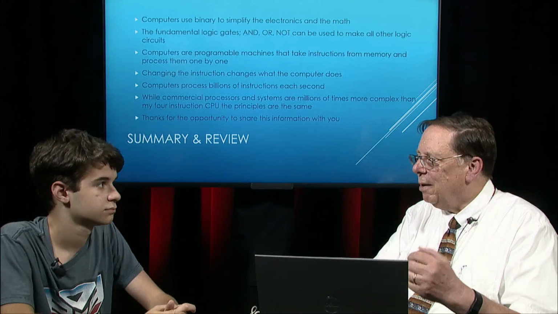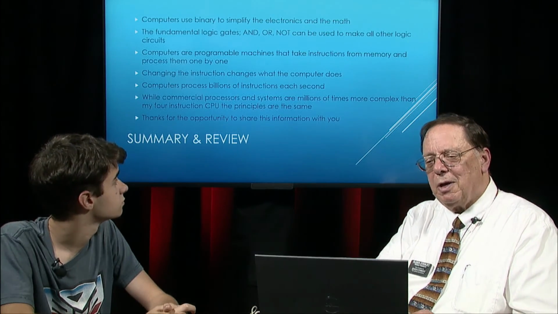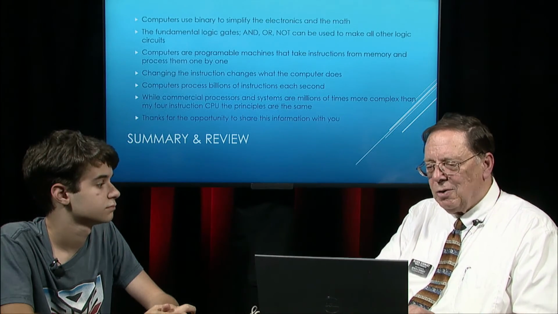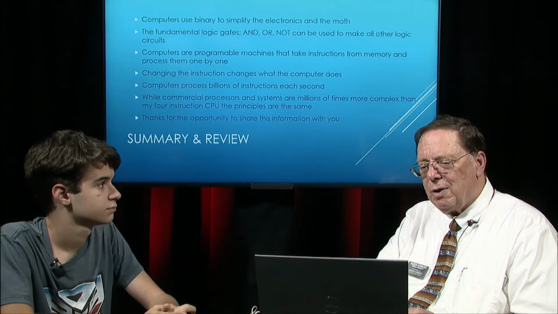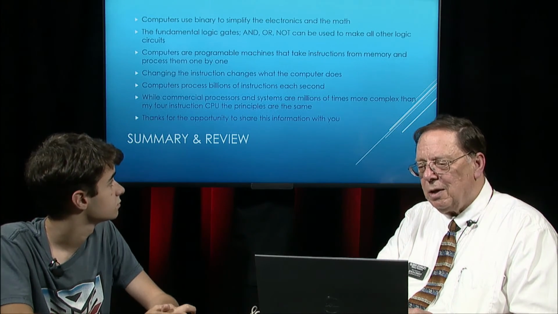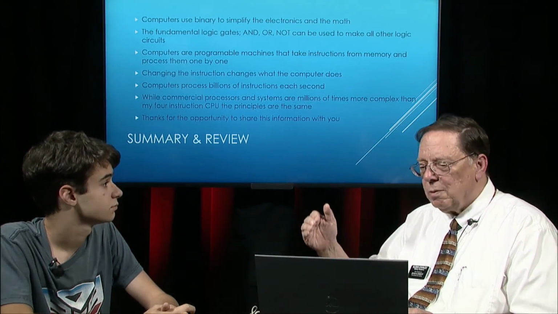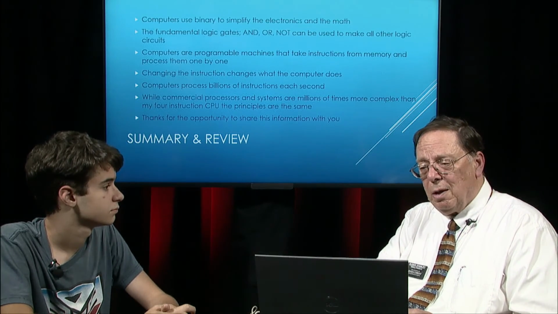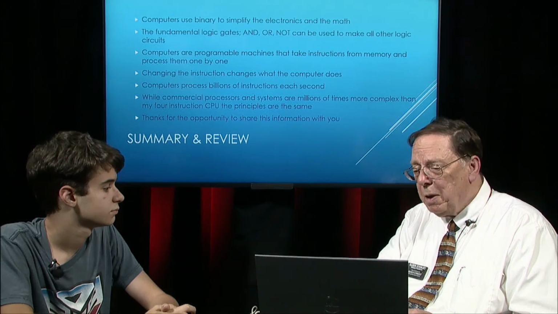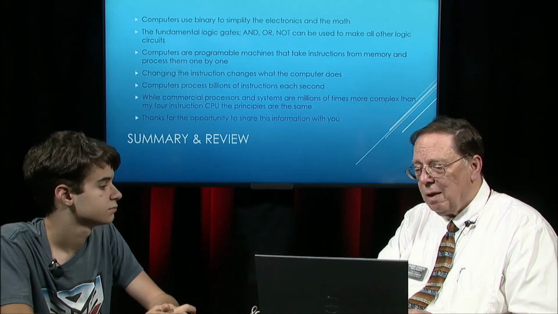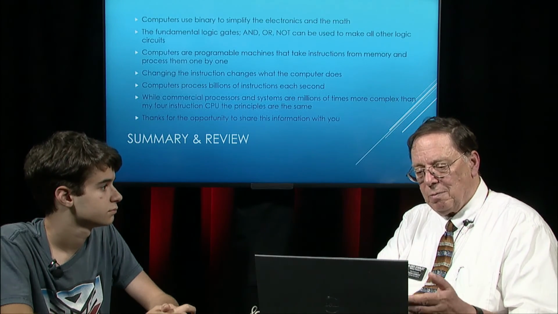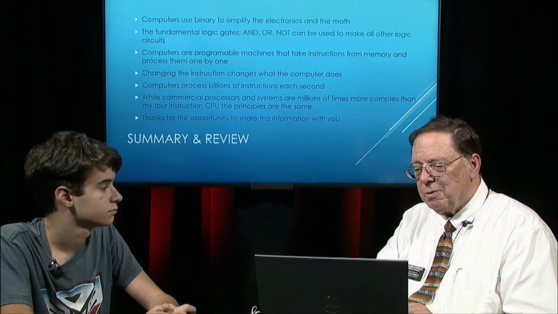Anyway, we've got a summary here. Let's try to go through the summary really fast. Computers use binary to simplify the electronics and the math. The fundamental logic gates AND, OR, and NOT can be used to make all the other logic devices in a circuit. Computers are programmable machines that take instructions from memory and process them one by one. We change the instructions, we change what the computer does. Computers process billions of instructions each second. While commercial processor systems are millions of times more complex than my 4-instruction computer, the principles are the same.